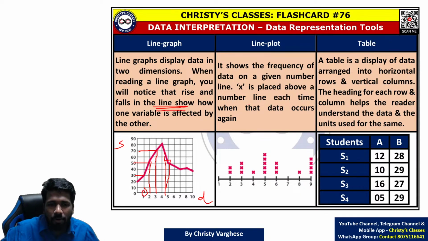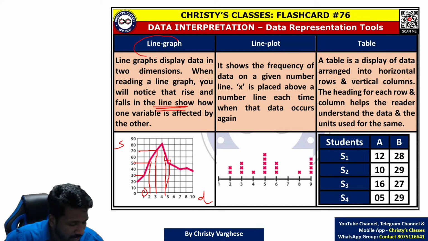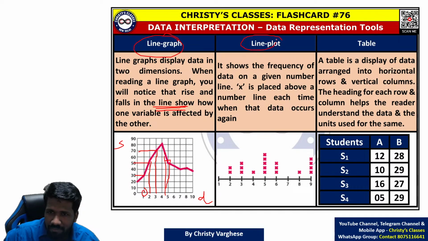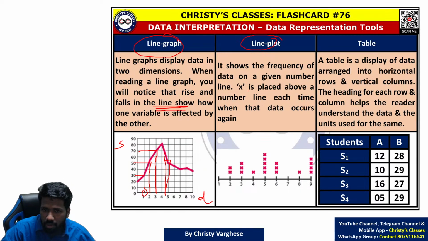So anyway, that is about line graph, the most important graph. Then similar to line graph, there is line plot. There it is denoted by some points or crosses. It shows the frequency of data.